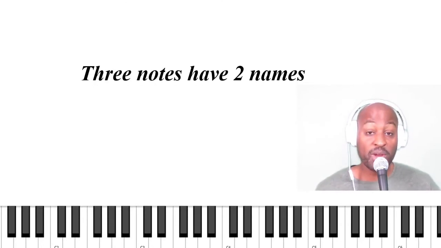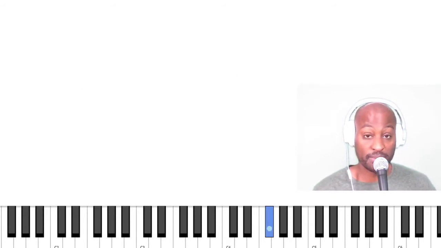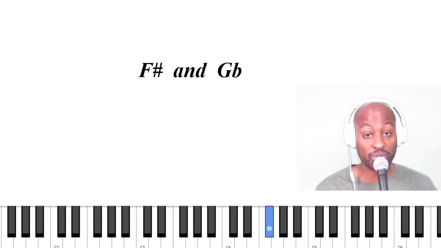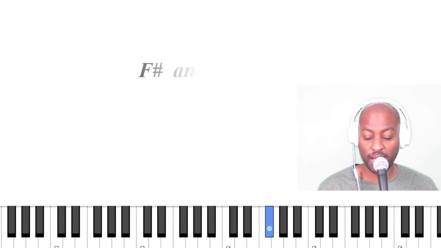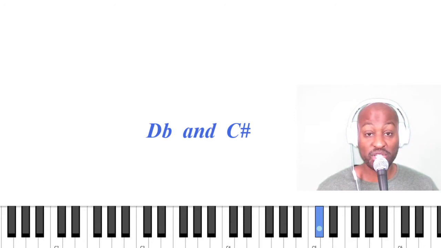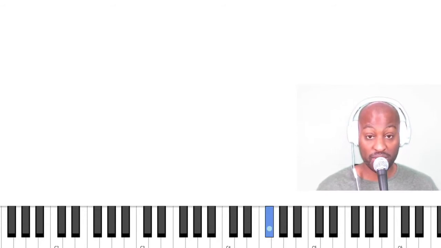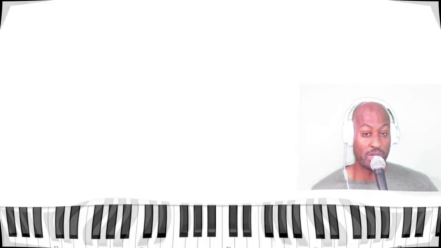All right. 3 of these notes actually have 2 names. So you have this one, F sharp, also known as G flat, B, also known as C flat, and C sharp, also known as D flat, right? So let me just break that down to you. Remember, you got 1, 2, 3, 4, 5, 6, 7, 8, 9, 10, 11, 12, and then 13, 14, 15 major scales. So let me just go over those 3 right quick.